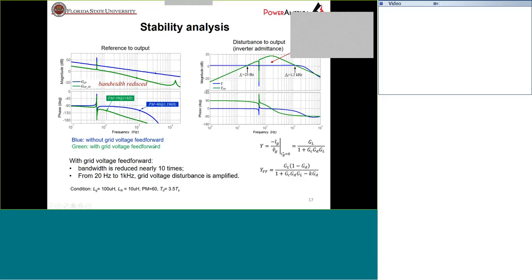And more importantly, if we look from the disturbance to output point of view, which is an important angle because that will decide the inverter's ability to reject the low frequency grid harmonics, which will finally affect the total harmonic distortion. If we look from this point, we can see that although with grid voltage feedforward we can have some noise suppression at the low frequency, in the middle frequency between this 23 Hertz and 1.2 kilohertz, we kind of have an effect that can amplify the disturbance from the grid, which is not a good thing.